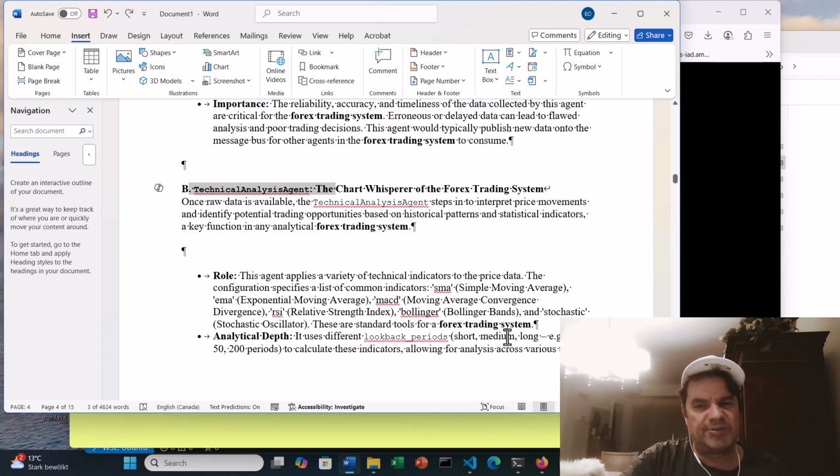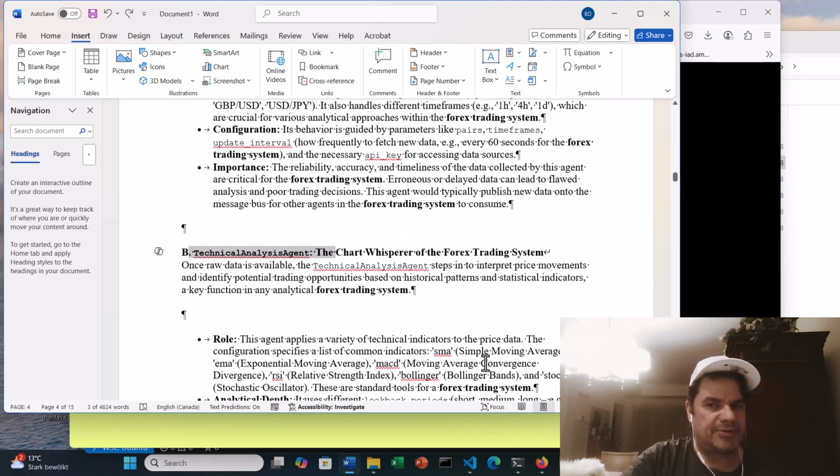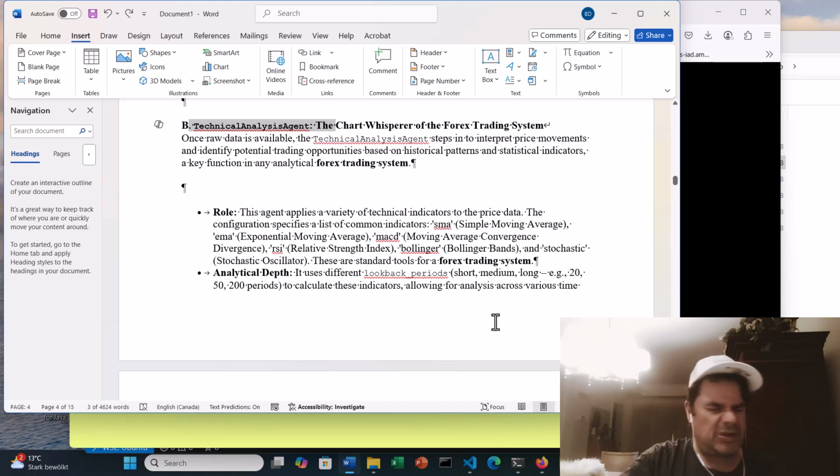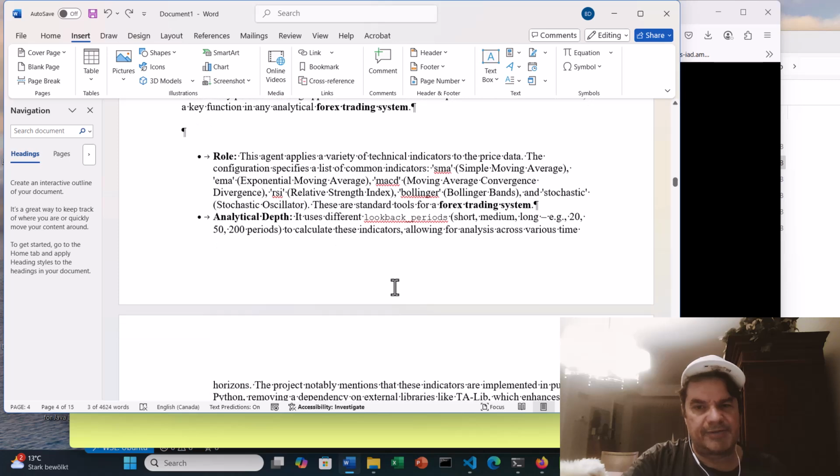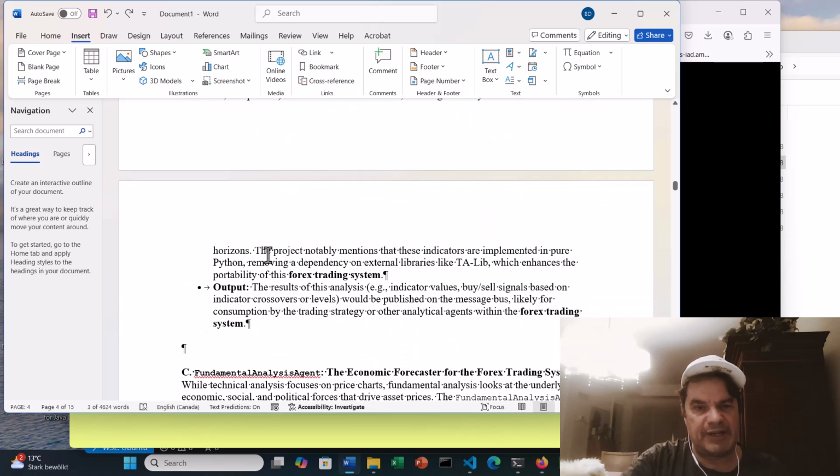And the other thing you notice here is we're only watching three instruments. So we could probably add as many as we want that move in the right way. We have analytical depth with a look-back period of 20 to 200 periods to calculate the indicators for analysis, and various time frames.